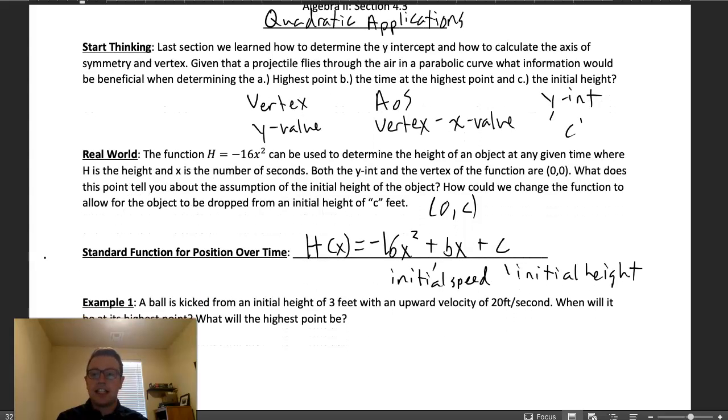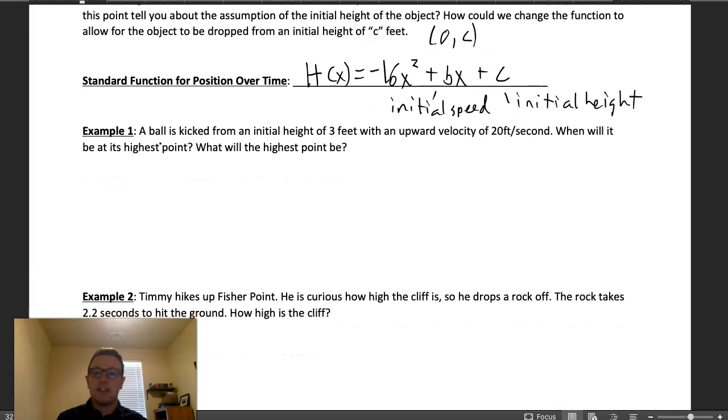All right, let's go ahead and get into a question, an example of this. We have a ball kicked from an initial height of 3 feet with an upward velocity of 20 feet a second. When will it be at its highest point, and what will the highest point be? So what's our equation going to be? h will be equal to minus 16x squared. Our initial speed, or our initial velocity, was 20 feet a second. So we're going to be adding 20x.